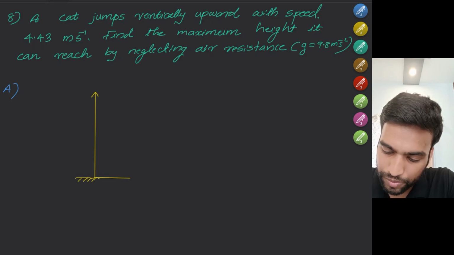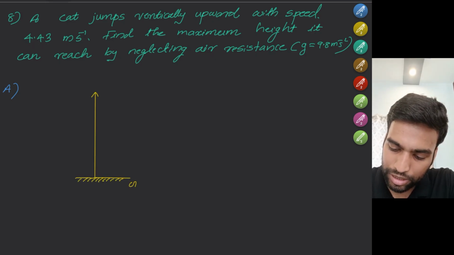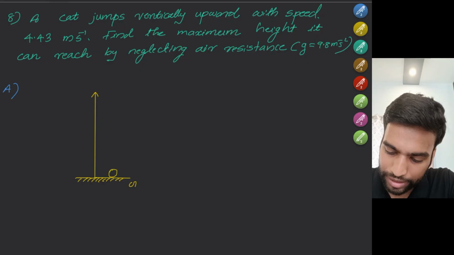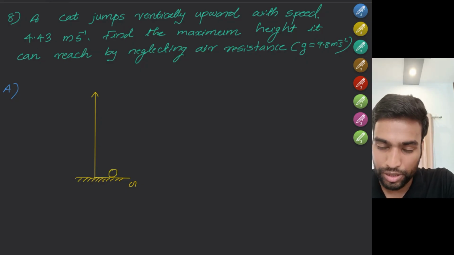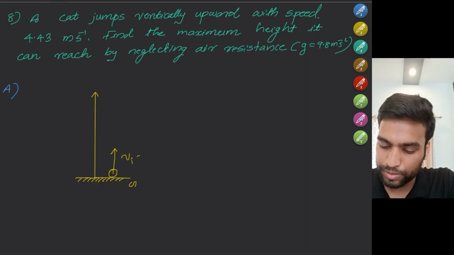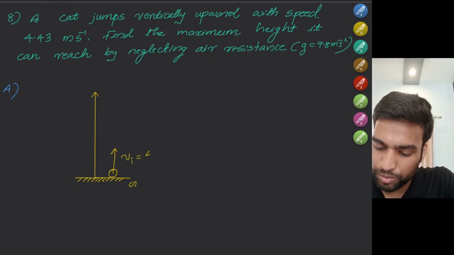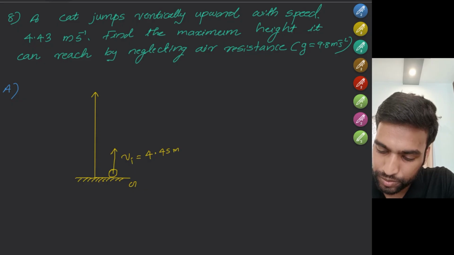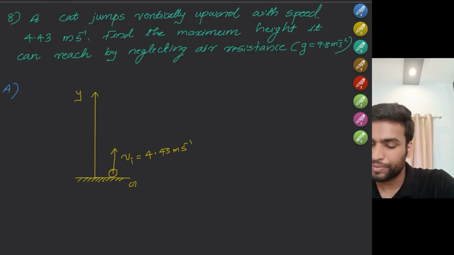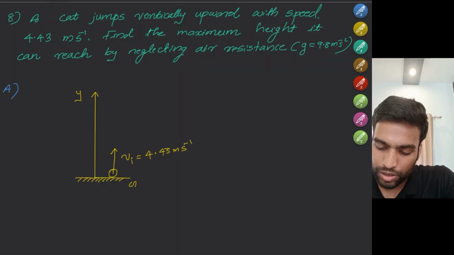This is the ground and the cat jumps with a certain initial velocity. This is the cat. Of course, I'm not drawing the actual cat. Good. So the initial speed is 4.43 meter per second, and here is the y-axis, and for the axis the origin is O.